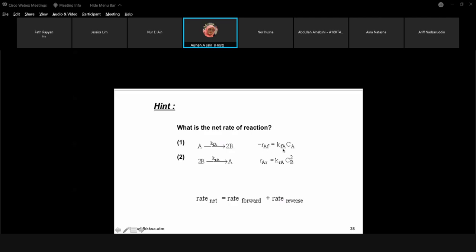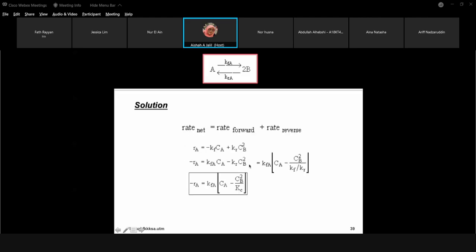This is the forward one, negative rA forward is k forward A times CA, because this is the elementary reaction. For the reverse one, this is CB to the power of 2. So this is the rule, net rate must be rate forward plus rate reverse. So you got this one. You can remember this is A to B. Without wasting your time, if they do not ask you to derive, just put it like this.